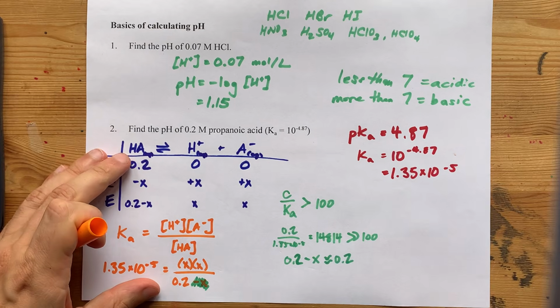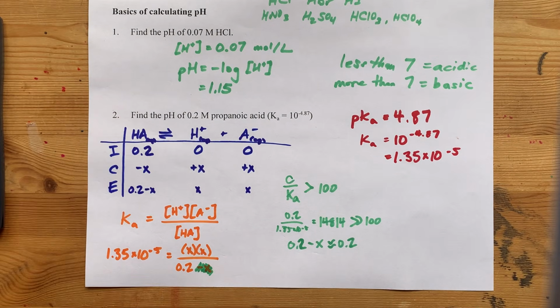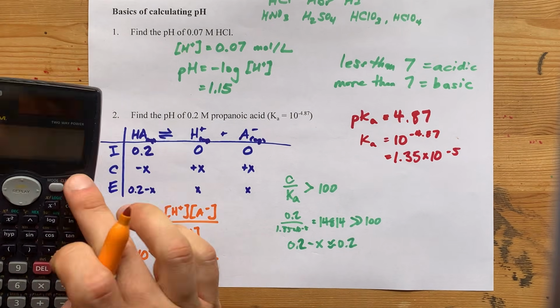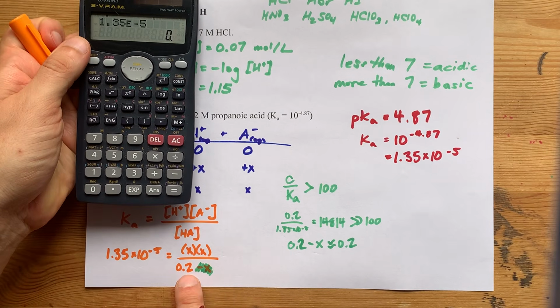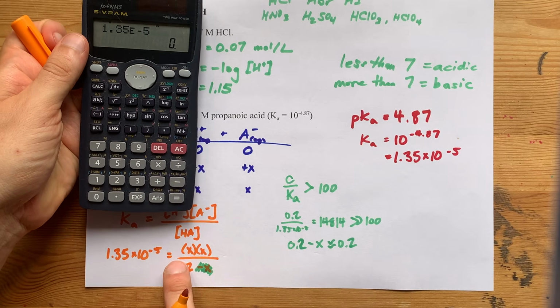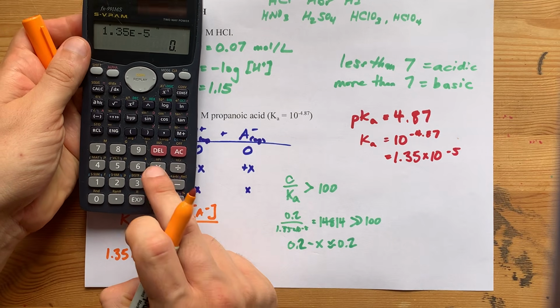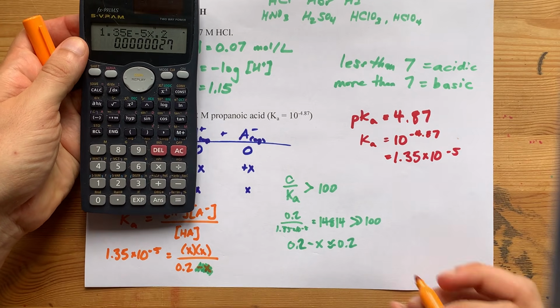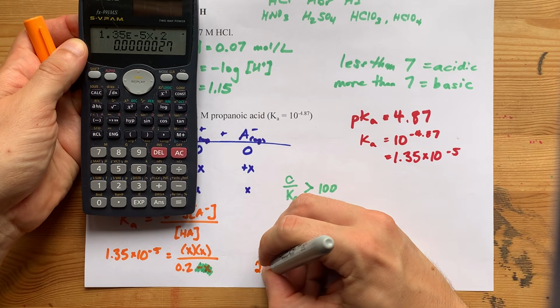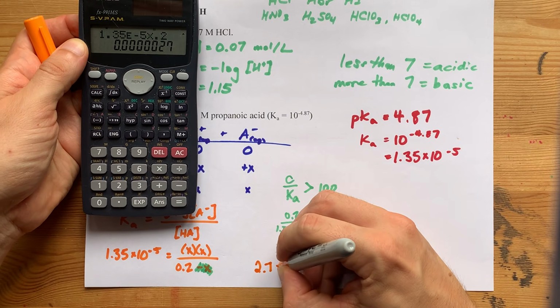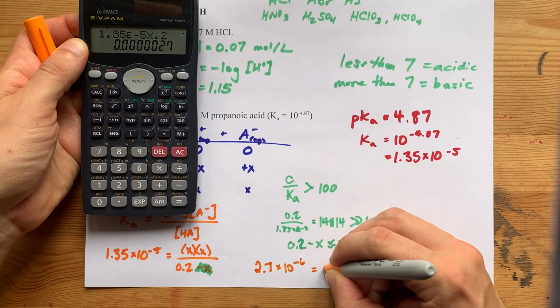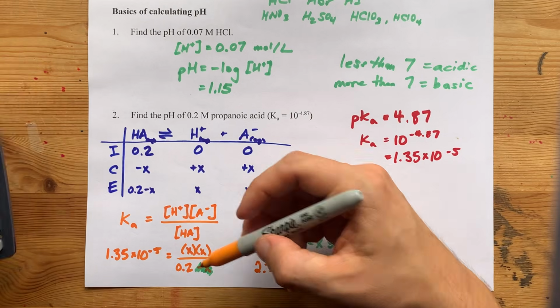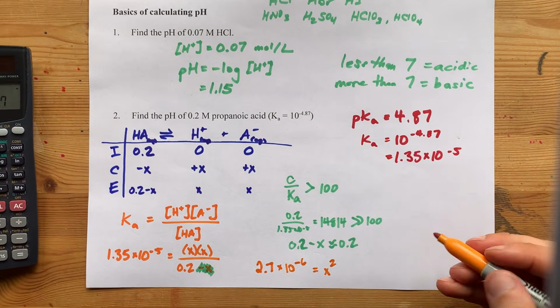So the real equation that we have to solve here is, well, 1.35 times 10 to the negative 5 times the denominator of this side. I'm undoing division by 0.2 by multiplying 0.2 on the other side. I get 2.7 times 10 to the negative 6, and that equals x squared. Note x times x is x squared.